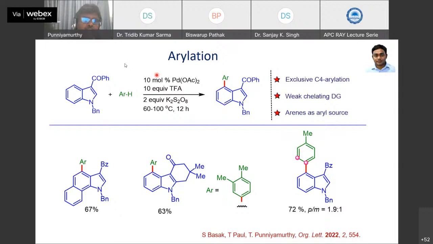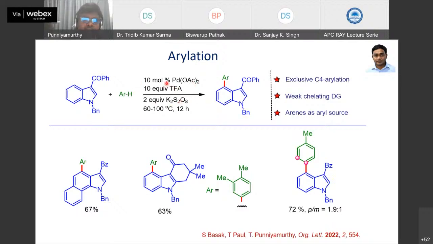And let me show you another example, allylation. This also can be accomplished using a weak chelating group. And here, we use benzoyl as a directing group. The previous two examples use acetyl as a directing group. And compared to acetyl, here benzoyl is effective. This depends on the catalyst, because as you can see here, the catalyst is different. Earlier we have seen the use of a rhodium-based catalyst, here palladium. This combination works very well.